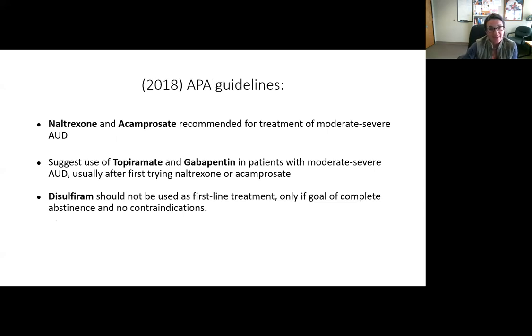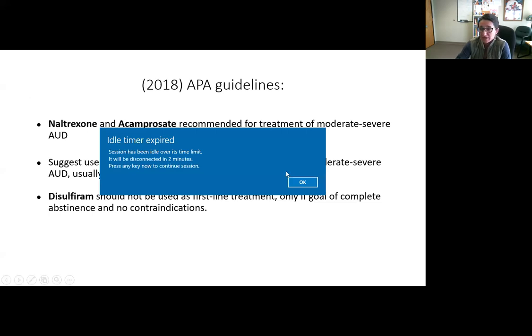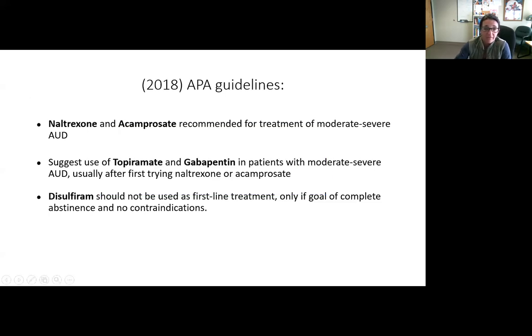Okay, so just to summarize again, the APA guidelines: naltrexone and acamprosate are recommended for treatment of moderate to severe AUD, and they suggest topiramate and gabapentin for patients after first trying naltrexone or acamprosate. That is the APA guideline. I would say we are often offering topiramate in many cases before acamprosate, with patients being informed that it's off-label use. And then disulfiram should not be used as first-line treatment, again only if complete abstinence is the goal and they don't have any contraindications.